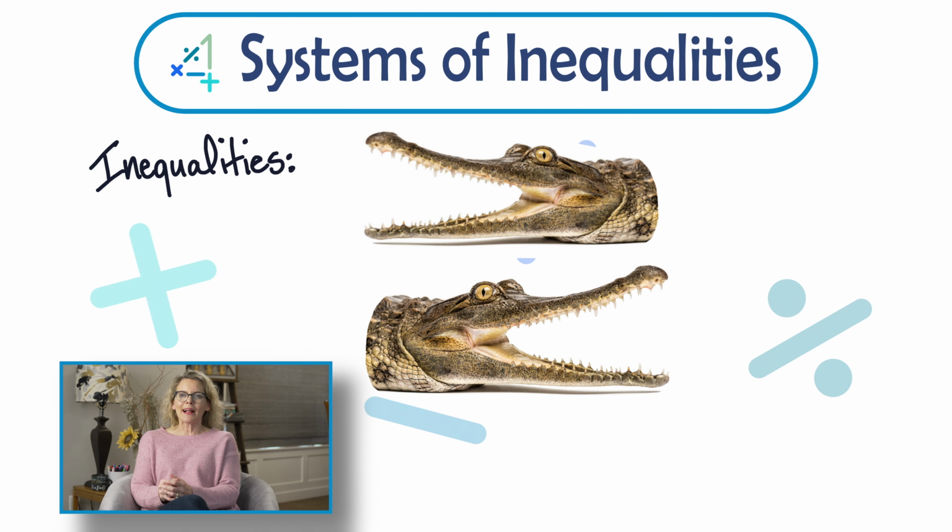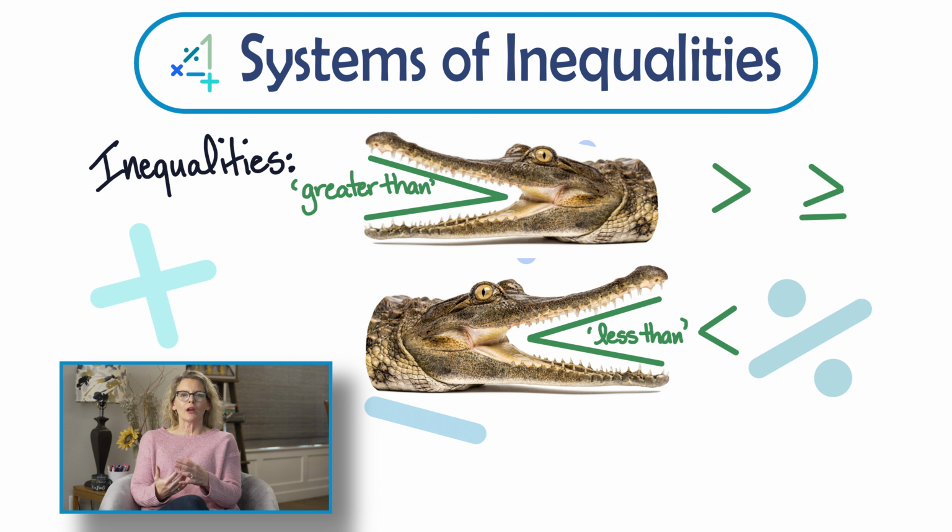Systems of inequalities look like this. Solve y is less than 2x plus 4 and negative 3x minus 2y is greater than or equal to 6. A quick review before we start, because this lesson builds nicely on previous knowledge. Remember that inequalities have the alligators instead of equal signs: greater than, less than, and greater than or equal to, and less than or equal to.